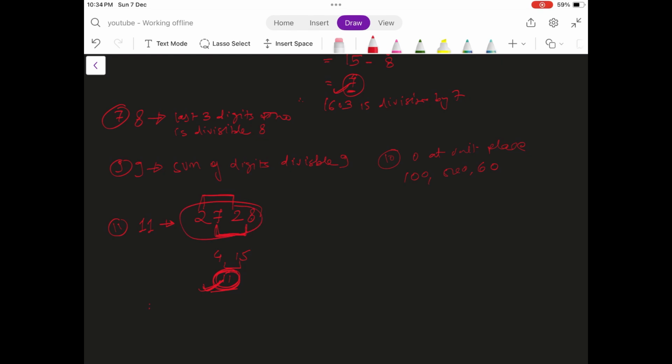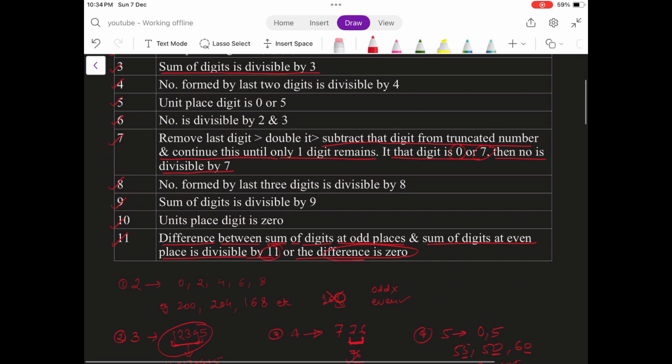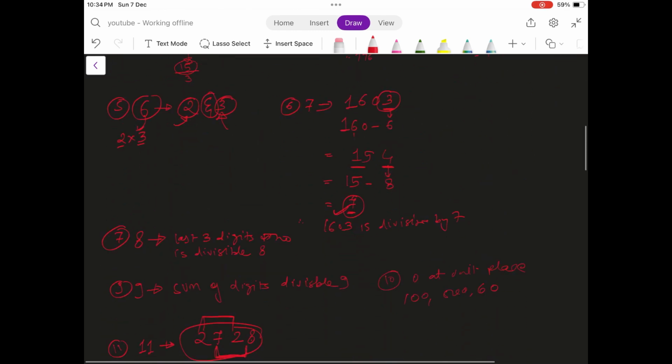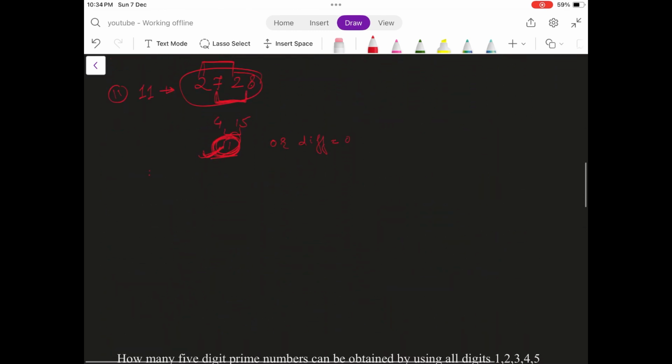तो कोई भी number के odd digits और even digits के sum का difference अगर divisible by 11 हो और that difference is 0, then that number is divisible by 11. Now that we have learned all the divisibility tests for these digits, let's move on to the PYQ. So we'll discuss only 2 PYQs and then the rest of the PYQs will be covered in the next video immediately.